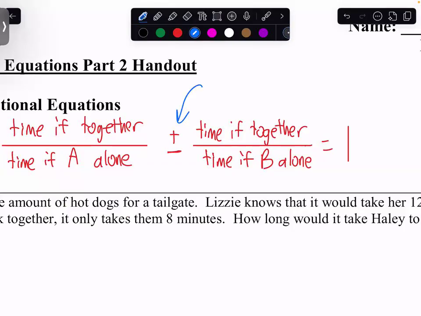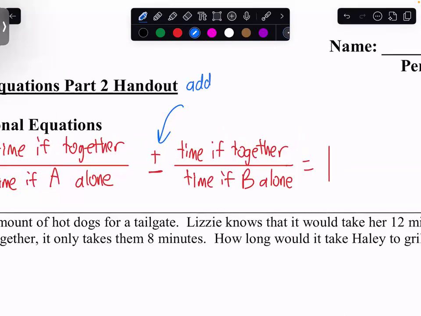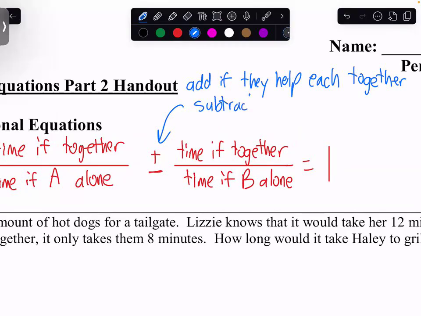Now, it's not like the quadratic formula where you both add and subtract. Here you either add or subtract. You add if they help each other, if they're working towards the same goal, doing the same action. On the other hand, you subtract if they're opposites. If one is trying to do one thing, but the other is doing the opposite, they would be hurting each other, slowing each other's progress. So in that case, you would subtract instead of add.